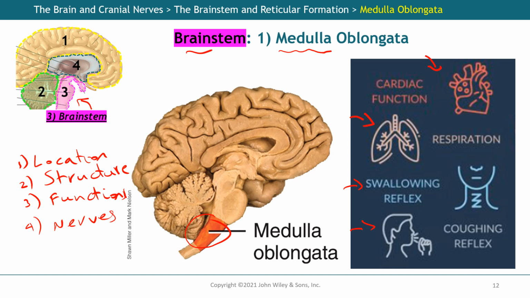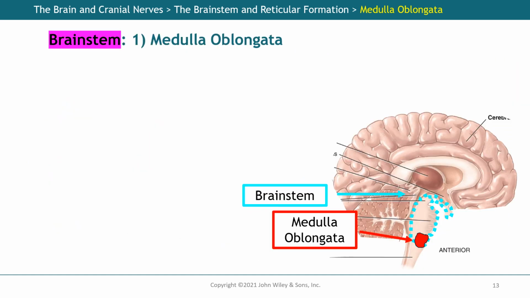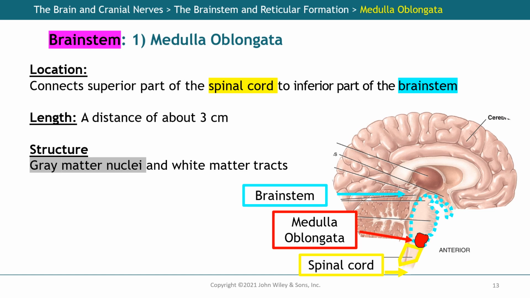So again, this is a lot of information, and you will find more detail in the textbook. And don't feel overwhelmed. You have the video and you can watch it multiple times, and you can also read the book if you want to go into more detail. So I already told you that the location of the medulla oblongata is in between the superior part of the spinal cord and the inferior part of the brainstem.